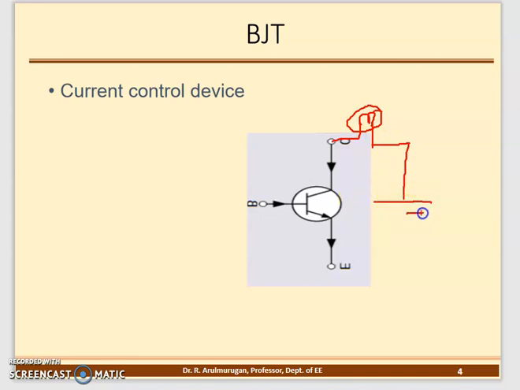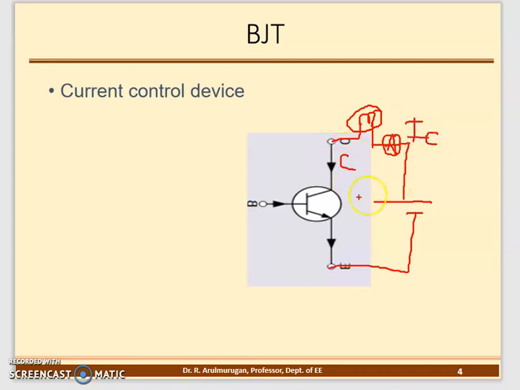Then the source. Okay, this is the source. I want to measure the current. Here you can connect one ammeter, that is called an ammeter. What is this terminal? The terminal C. C means collector. So what current flows? Collector current flows. What is the current?